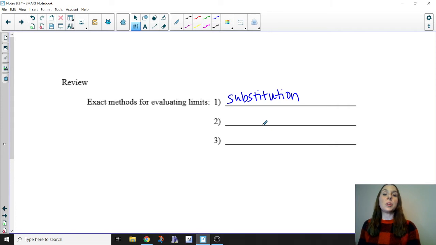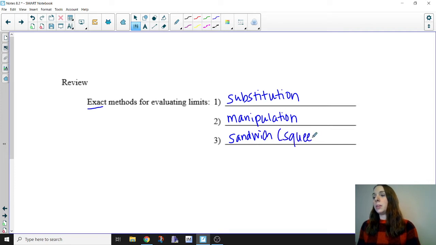If you have something that's an indeterminate form, there are two other exact methods that we looked at for determining the limit. One of them was called manipulation. That is where you use algebra or trig identities to rewrite the expression that is in the limit so that you can then go back to trying substitution. The third exact method for finding limits was the sandwich theorem. Remember that? Or squeeze theorem, which I thought was pretty fun. I don't know if you agree, but that is the other exact method that we discussed.